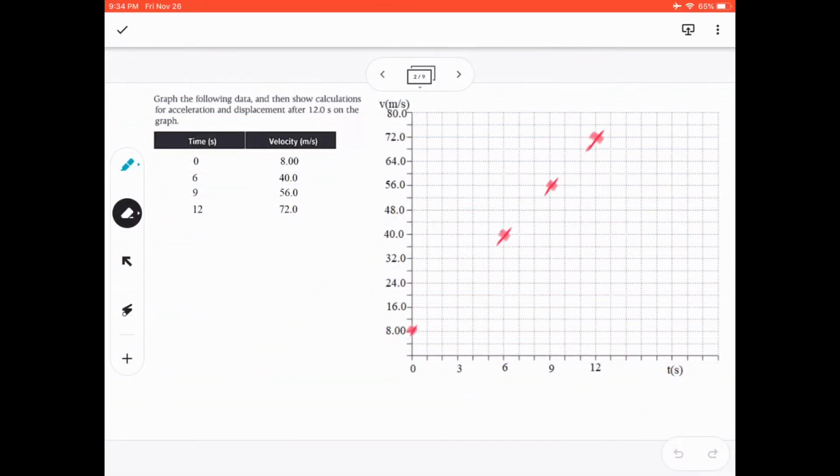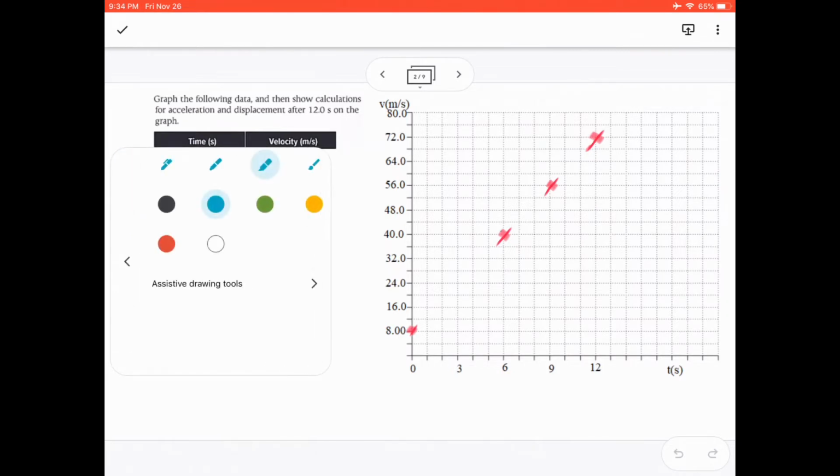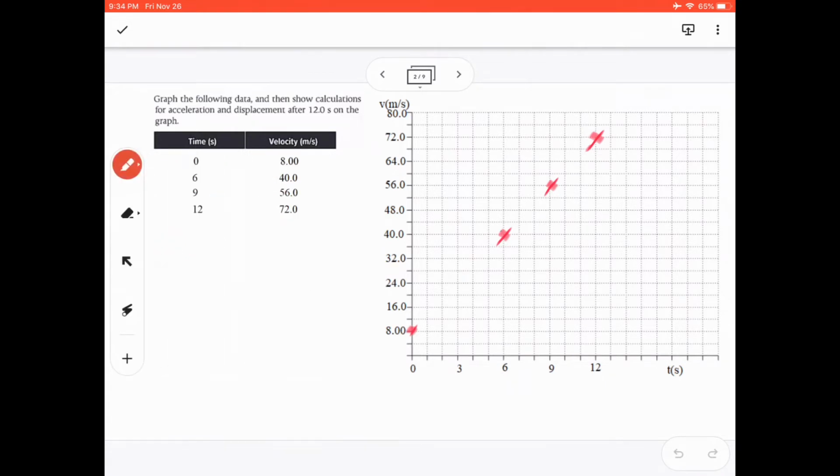Question 1. Graph the following data and then show the calculations for acceleration and displacement after 12 seconds on the graph. So the table is given, and as you can see, I've already graphed the points. And first, we're going to calculate for acceleration. Okay, this is a velocity time graph, VT graph.